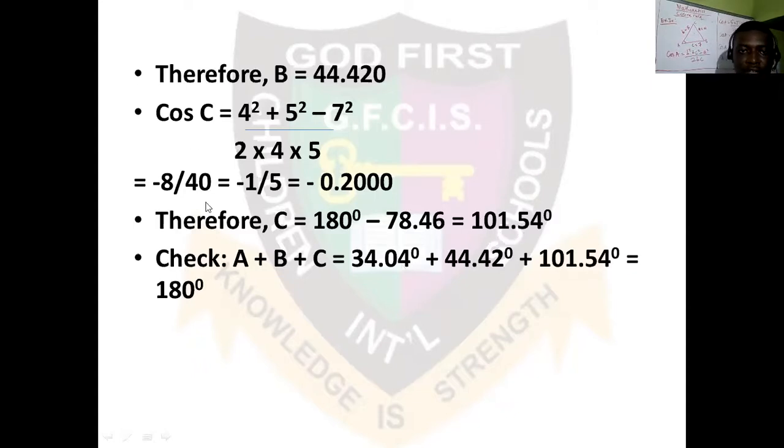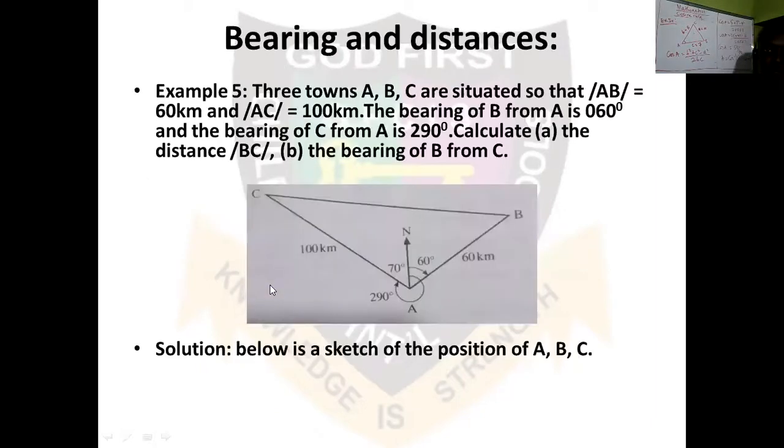So to check your answers for this triangle, add all the angles you've gotten. You will add up to approximately 180 or exactly 180. So moving on to the next one, bearing and distances. For this bearing, I will need to write out the question first so that we can interpret and solve. So bearing.